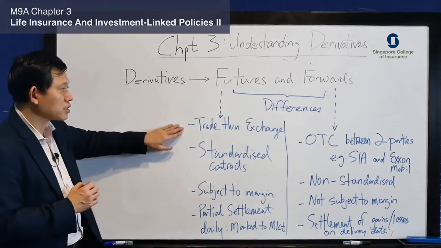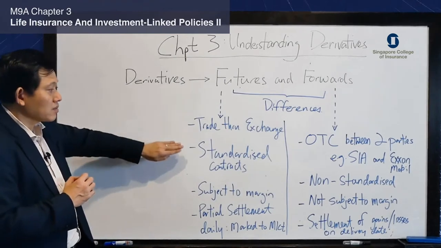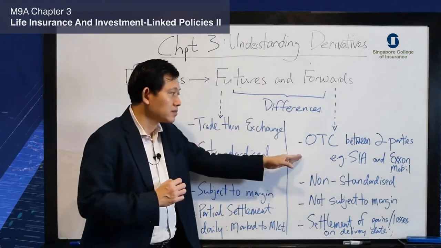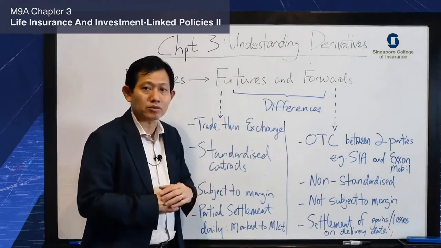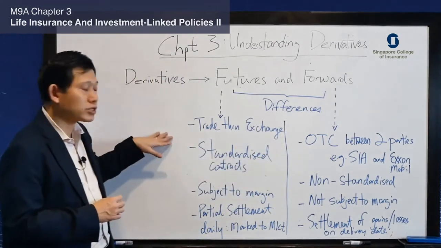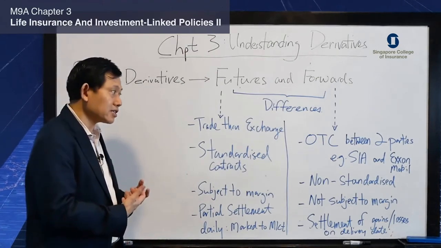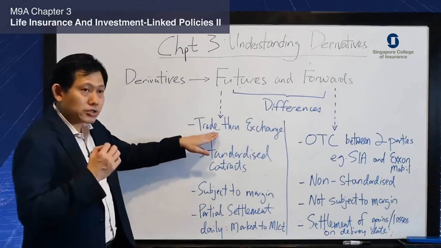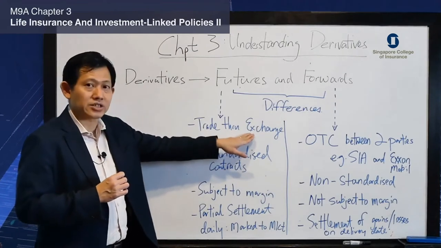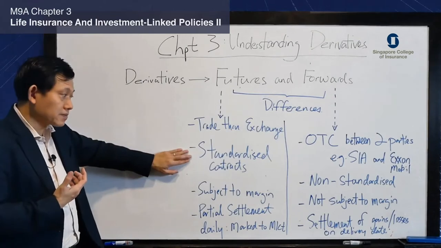Now, for futures, you trade through an exchange. In order to trade through an exchange, the contract has to be standardized. Unlike forwards, where SIA will know the counterparty, ExxonMobil, and ExxonMobil will also know its counterparty, SIA, in the futures contract both parties might not know each other because it is not necessary. The trade, or the legal responsibility or liquidity, is undertaken by the exchange. Therefore, you need a standardized contract.